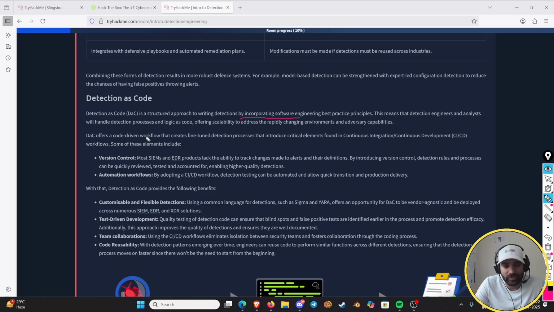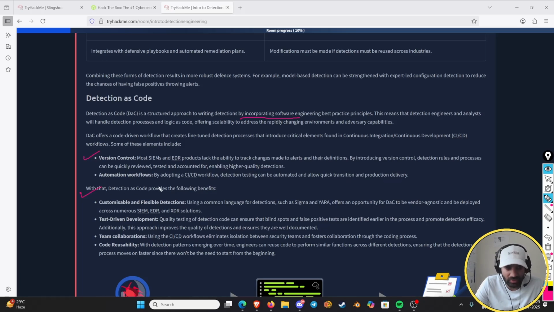Detection as code offers a code-driven workflow that creates fine-tuned detection processes that introduce critical elements found in continuous integration, continuous development workflow. Version control: most SIEM and EDR products lack the ability to track changes made to alerts and their definition. By introducing version control, detection rules and processes can be quickly reviewed, tested, and accounted for, enabling higher quality detections. Automation workflow: by adopting CI/CD workflow, detection tests can be automated and allow quick transition and production delivery.